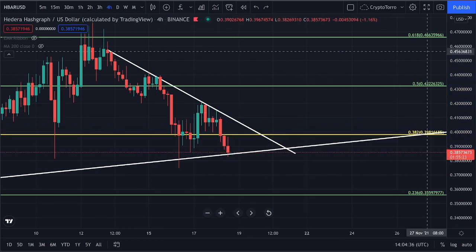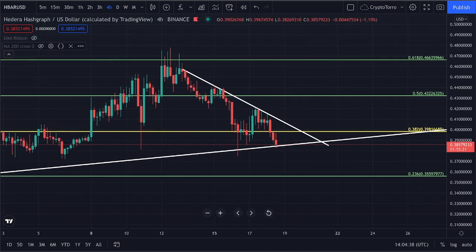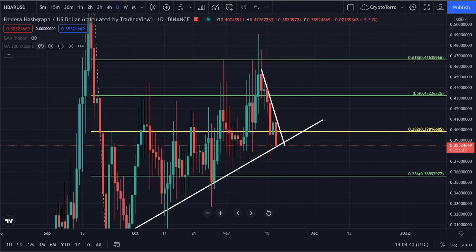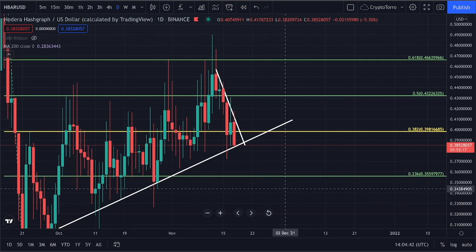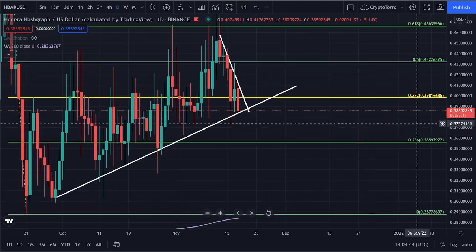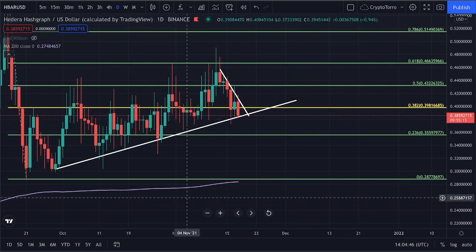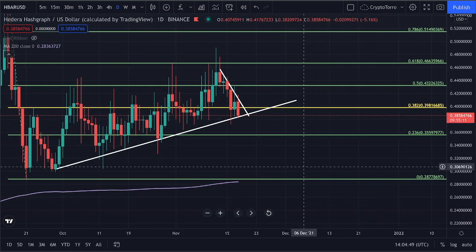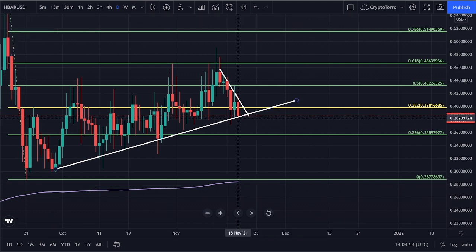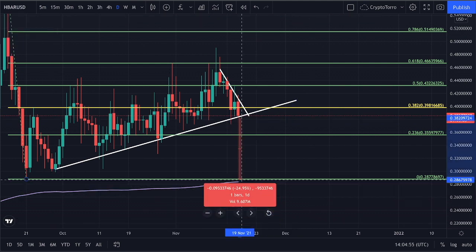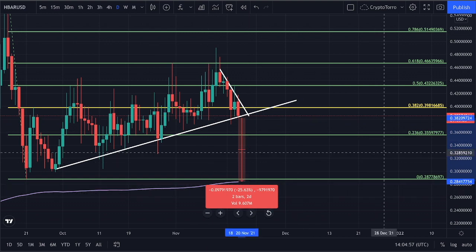Otherwise, if we see it break down, I think it is quite important to take a look at the daily time frame and at the 200-day moving average. If we take a look at the 200-day moving average on HBAR, you can clearly see that it is quite far below where we are currently at. If we take the measurement tool, what you can clearly see immediately is that it is approximately, let's take a quick look, 25% below us.